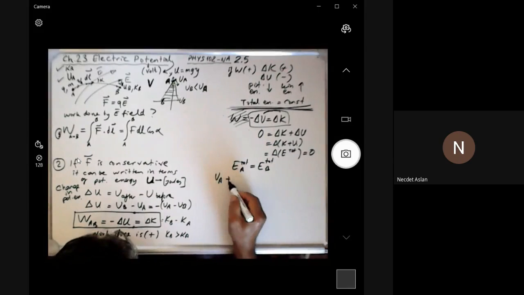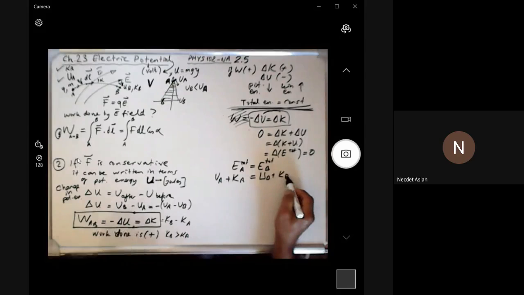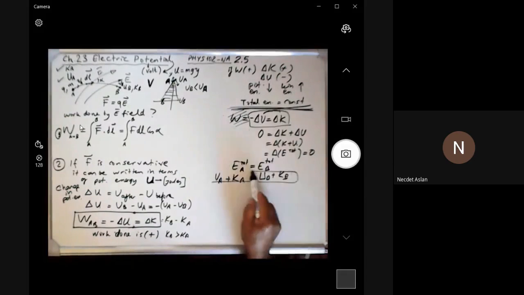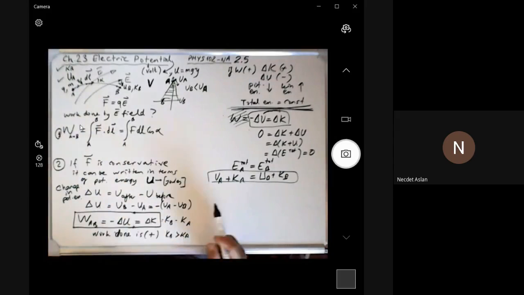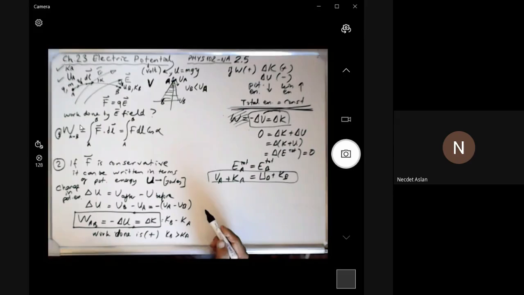So UA plus KA is equal to UB plus KB. This is the expression that we have to consider in solving these problems. Now, this is the conservation of energy, by the way, so it's very important to understand how this expression is used. So now, don't forget, we are dealing with charges and also electric fields.